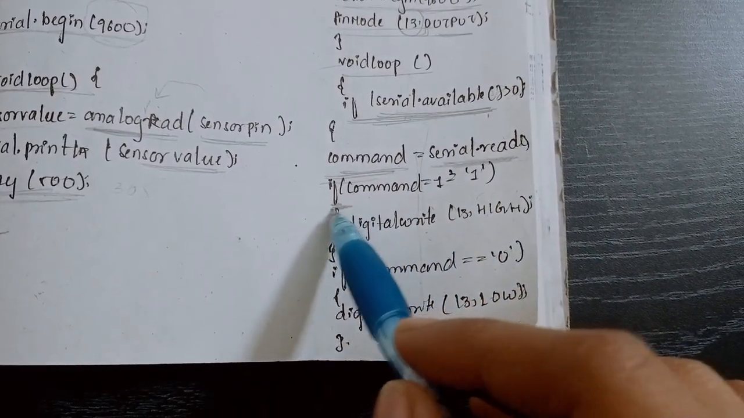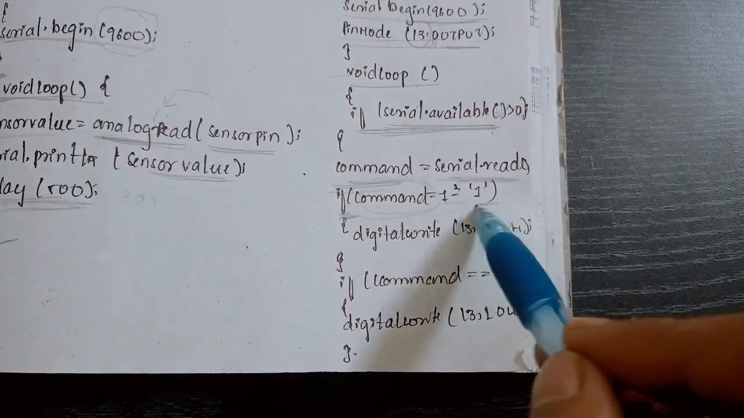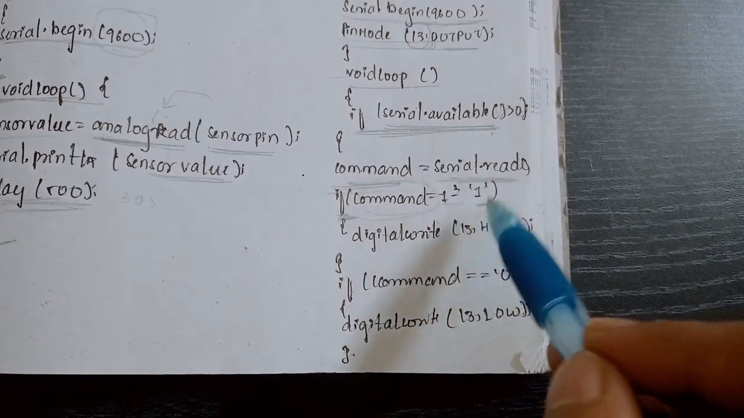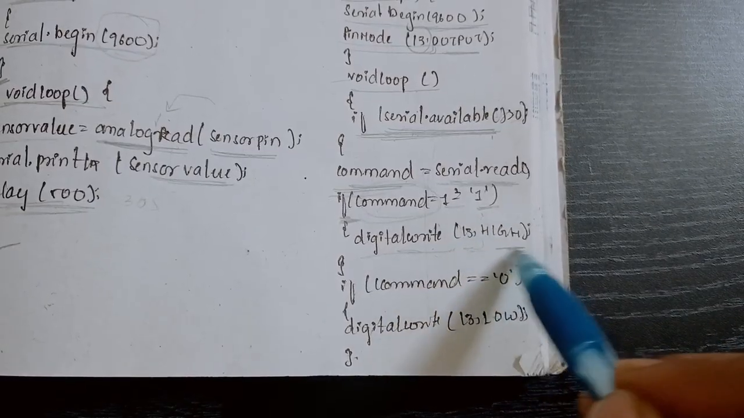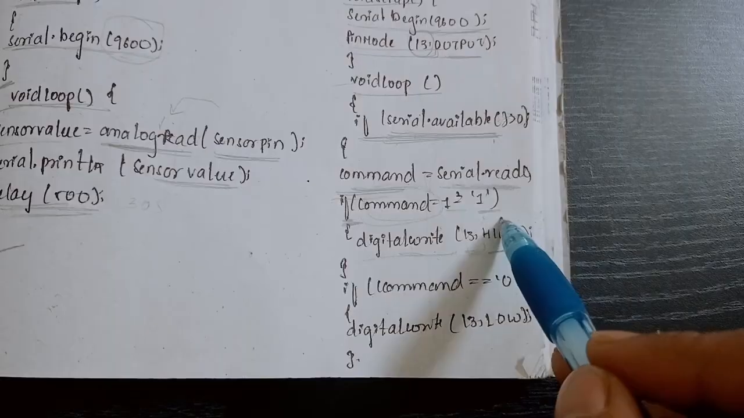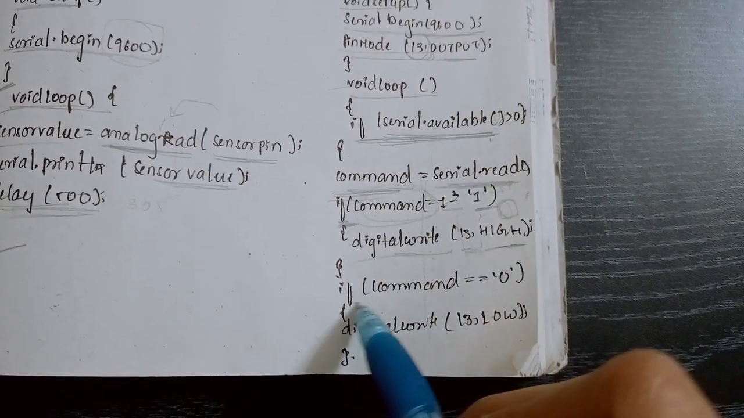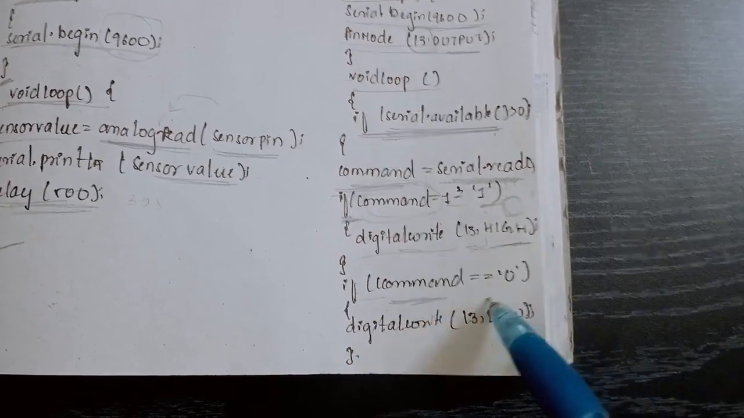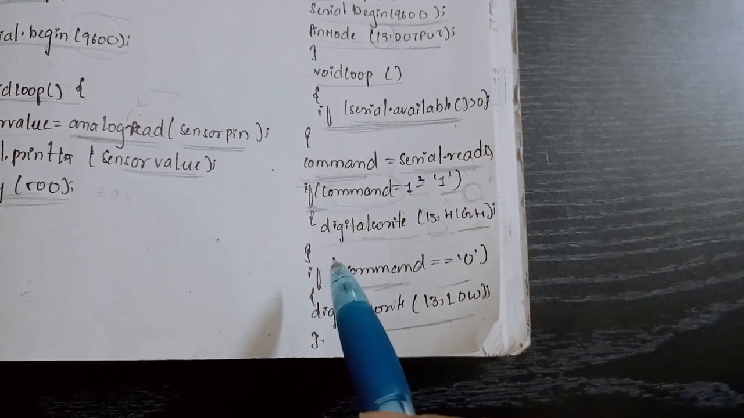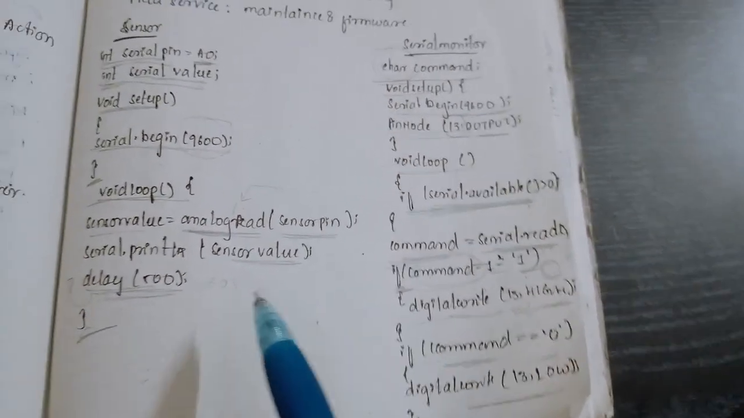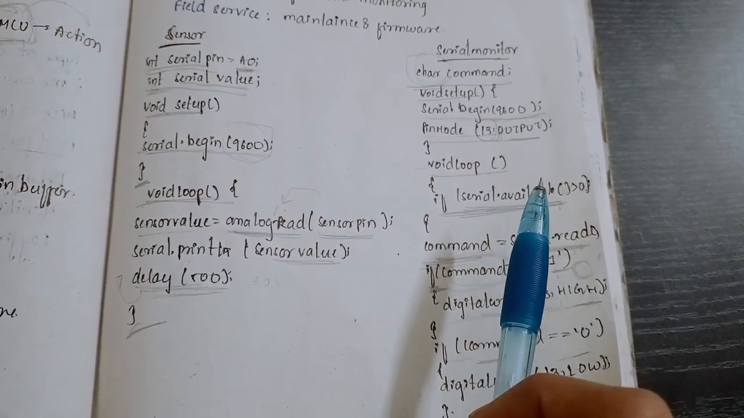Another condition: if the command variable equals 1, that means the data is there. Then digitalWrite, the 13th pin would be HIGH. If we connect an LED, the LED would be glowing in this state. And if the command value is 0, the LED would be turned off. So that's the Arduino code for both sensor and serial monitor. Without further delay, let's get into the other topic.